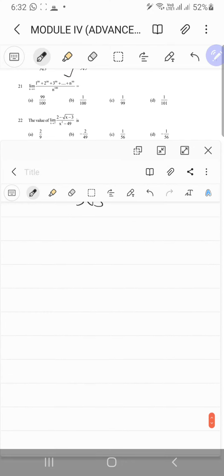As n approaches infinity of 1 to the power of 99 plus 2 to the power of 99 and so on, n approaches infinity, right? Okay, so how am I supposed to be doing this? Just think a little. This is definitely an infinity by infinity situation, right? Can I just take the derivative? No, I cannot. n is an integer, so that's a real problem.